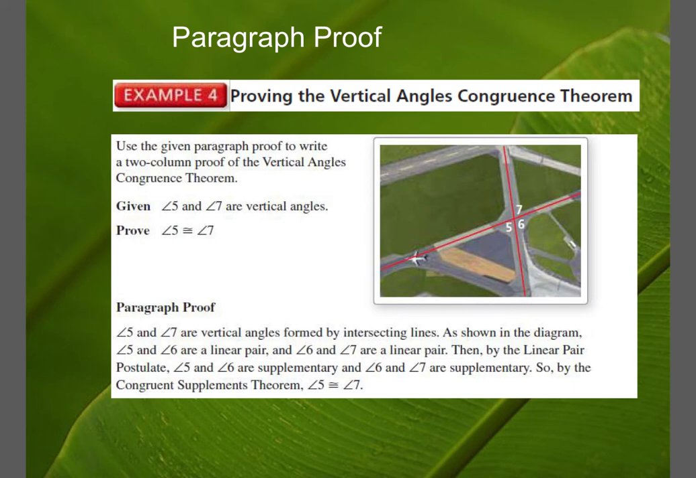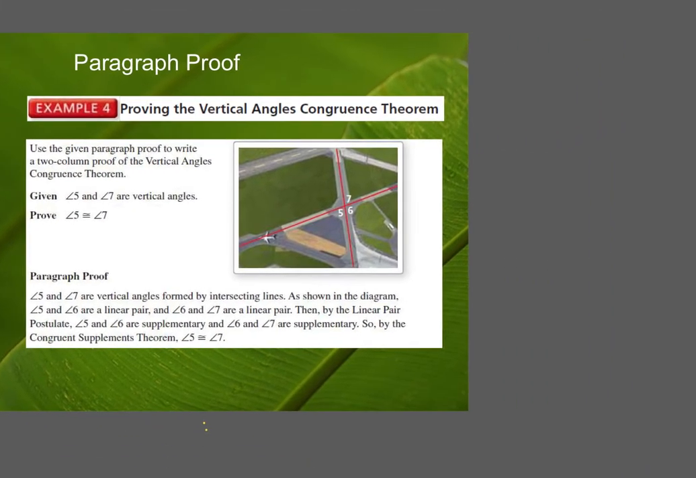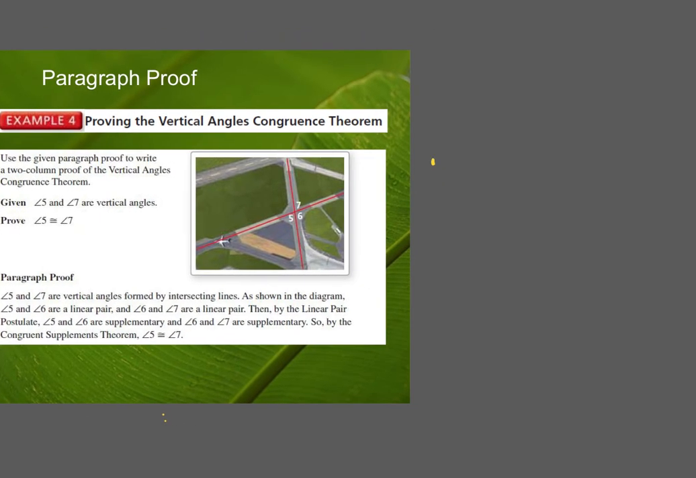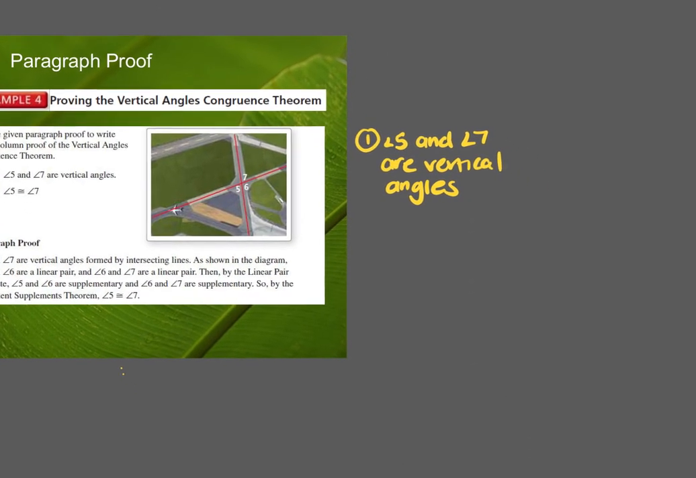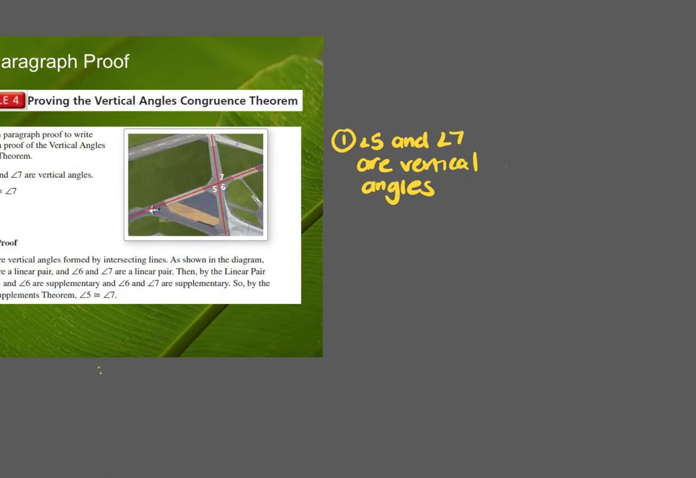So we're going to build a two-column proof of this, okay? We're going to start with the given, which is that angle 5 and angle 7 are vertical angles. This time, though, that is not just given. That is the definition of vertical angles.